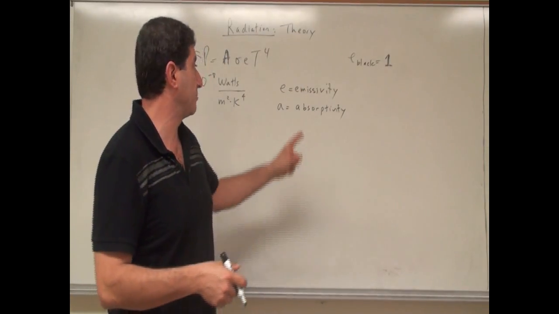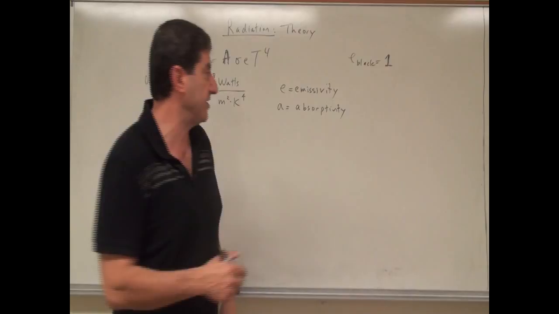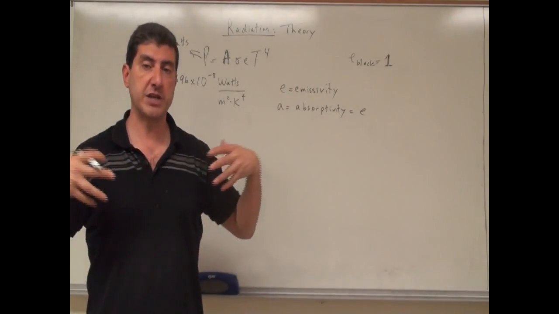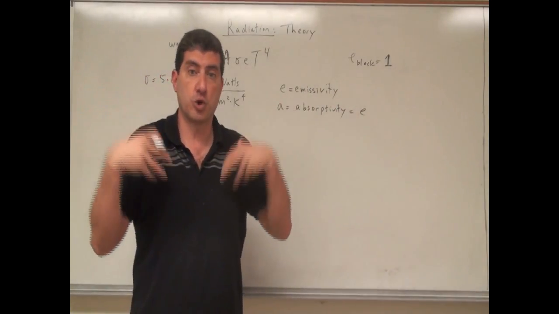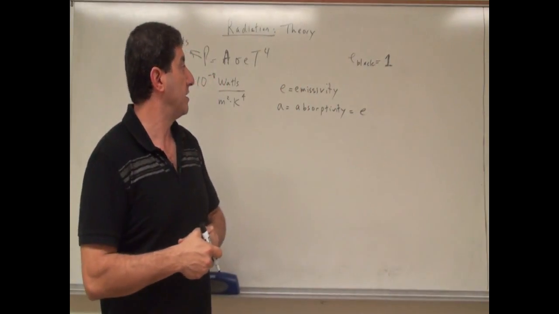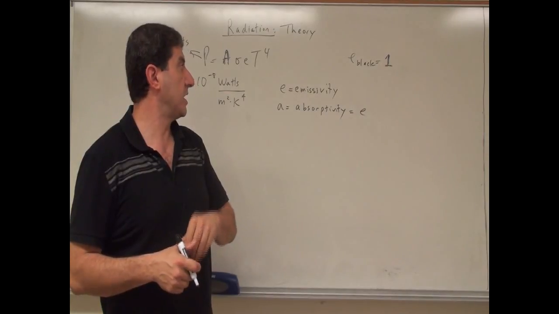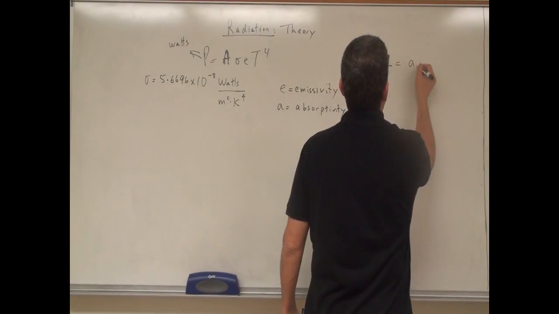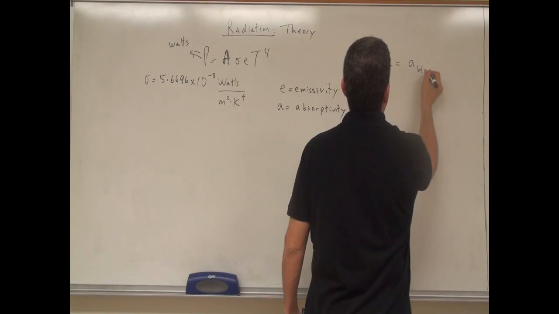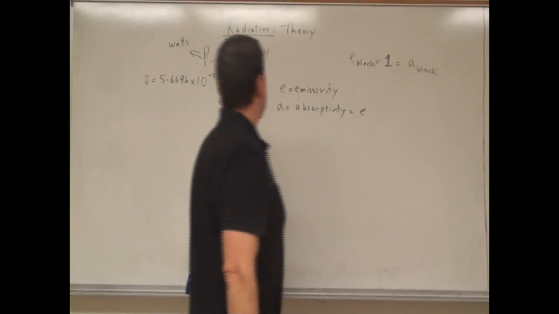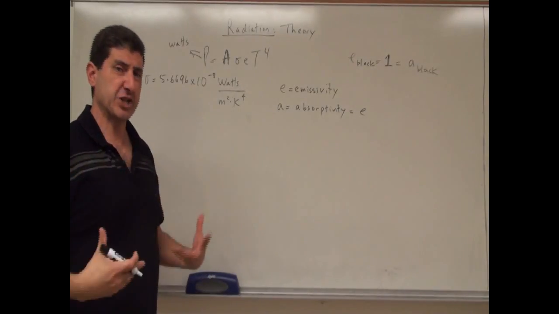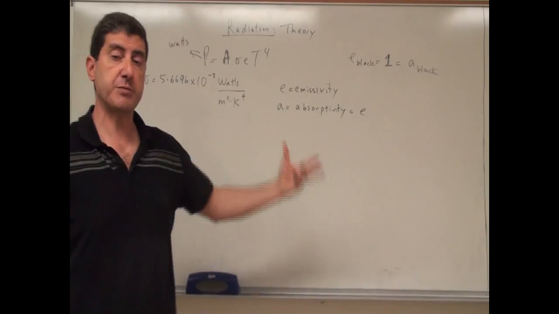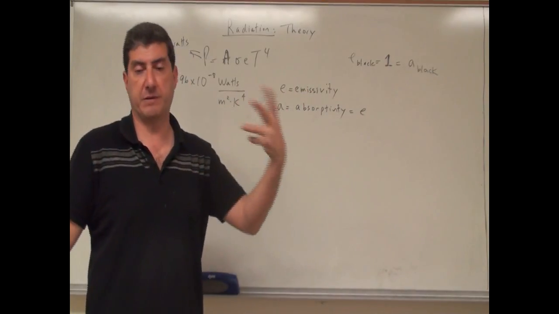Well, it ends up that the absorptivity is also equal to the emissivity. It's equal to E. So if the object is a good emitter of radiation, it's also a good absorber of radiation, right? So the absorptivity of black and the emissivity of black is both 1. So if you are wearing a black shirt, you're going to be emitting a lot to your surroundings, but you're also going to be absorbing a lot from your surroundings.